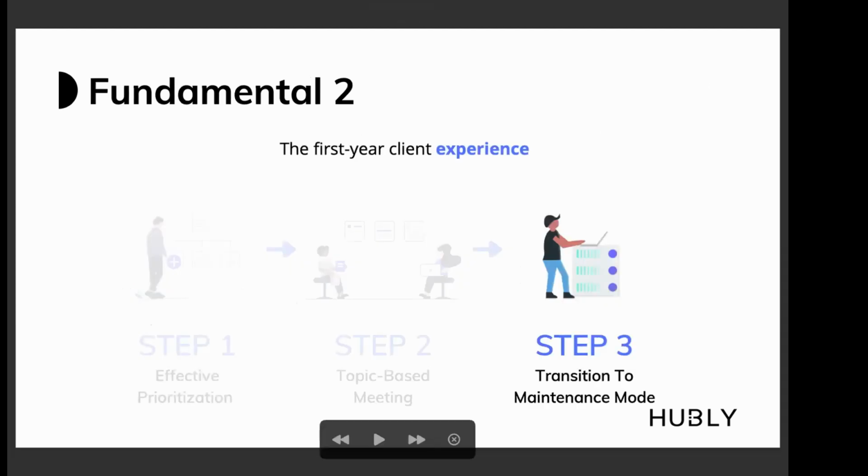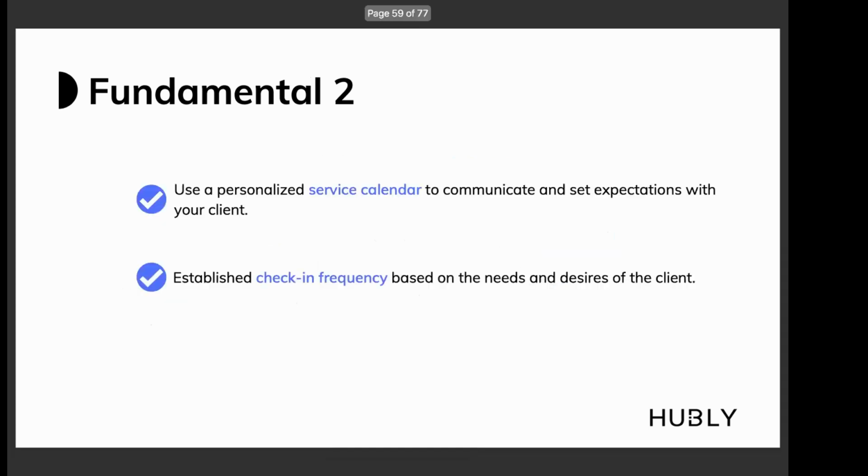call maintenance mode. When it comes to maintenance mode, we actually recommend at the end of that first year with a client, take a pause in your relationship and actually go through and do the following 2 things. What you want to do is you really want to set expectations with your client as to what your relationship is going to look like over the next 10 years. And so first and foremost is actually use a personalized service calendar to communicate and set expectations.